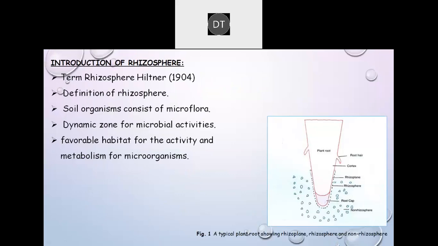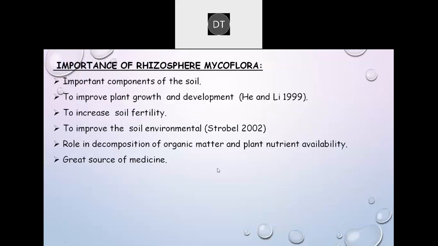The term rhizosphere was first introduced by Hiltner in 1904. The definition of the rhizosphere: the region of the soil immediately surrounding the root of the plant, together with the root surface. Rhizosphere soil organisms consist of microflora like fungi, bacteria, actinomycetes. The rhizosphere is the dynamic zone of microbial activity. It is a highly favorable habitat for the activity and metabolism of all the microorganisms. Next slide.